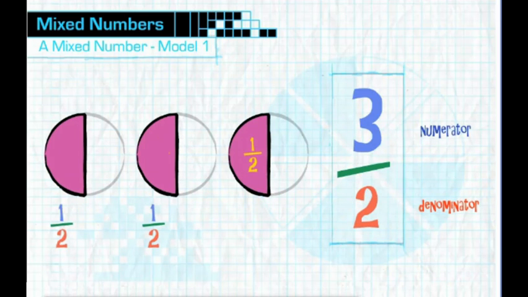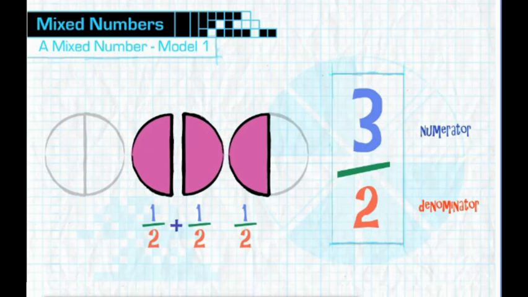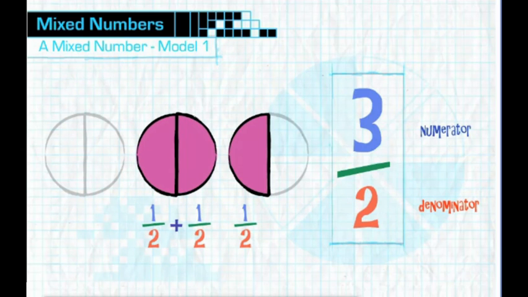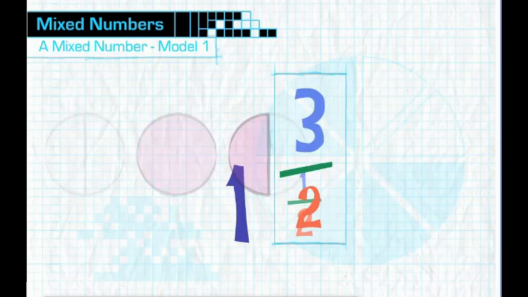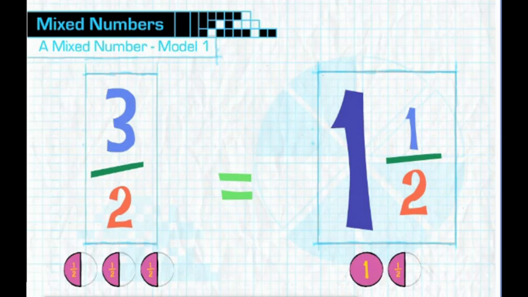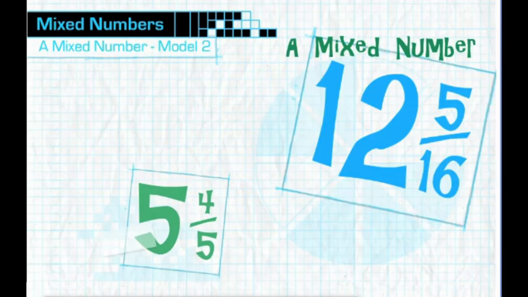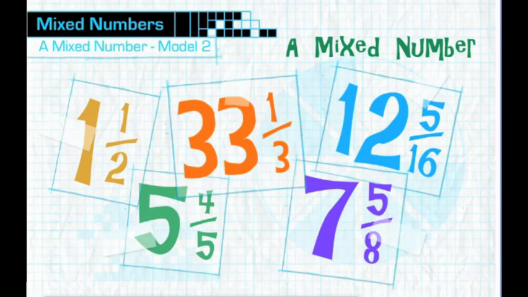If you have 3 halves, you know that 2 halves are equal to 1 whole, and in this case, you still have another, or extra, half left over. So, because 2 halves equal 1, then 3 halves are equal to 1 1/2. 3 halves, or 3/2, can also be written as 1 1/2, which is a mixed number. A mixed number is a combination of a whole number and a fraction.